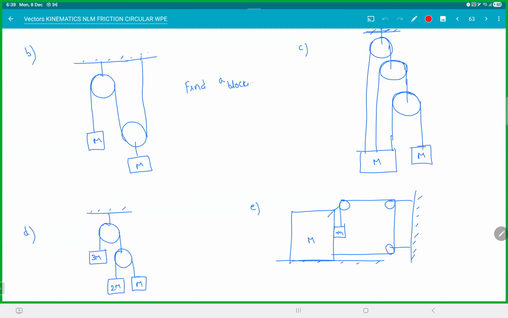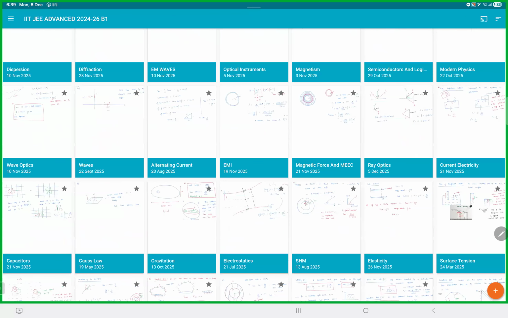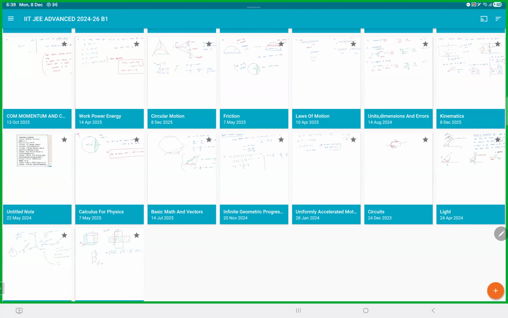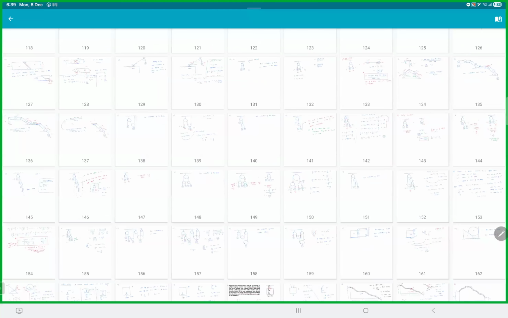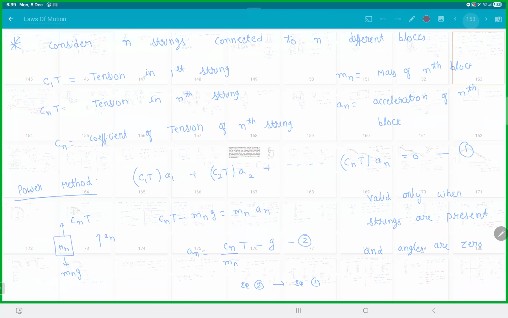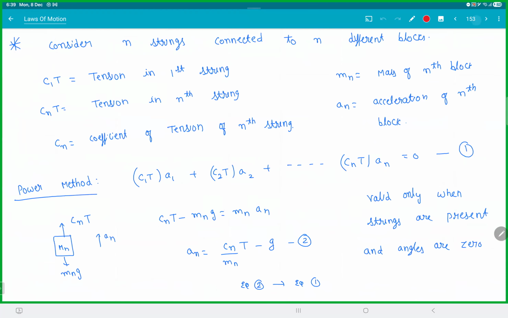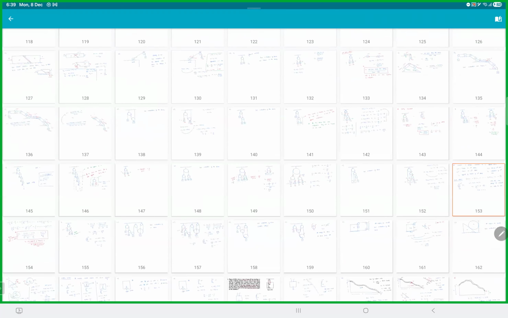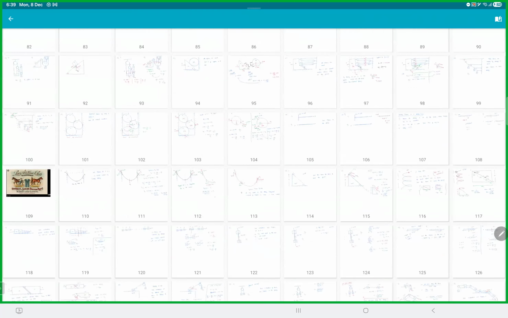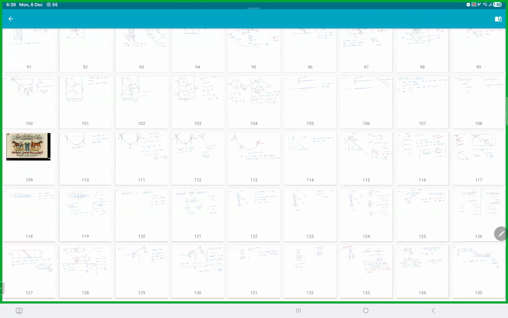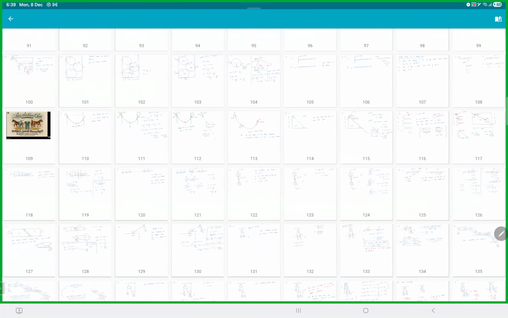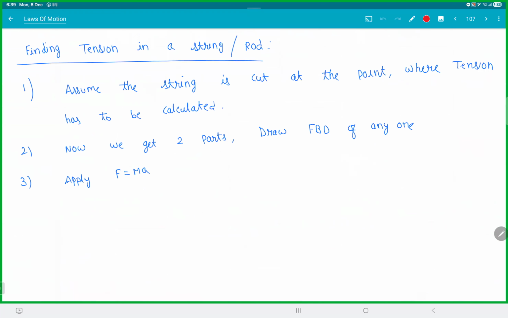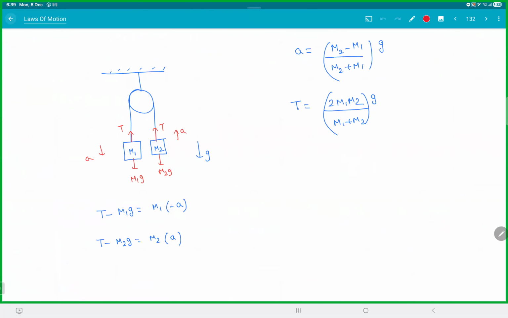In case you forgot, what are the steps? How do you solve NLM problems? Interesting. Where did we write that? Here. This is finding tension in the string. Anyway, let me tell you that.